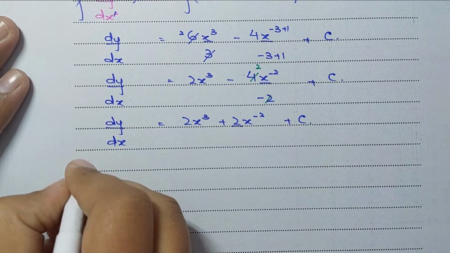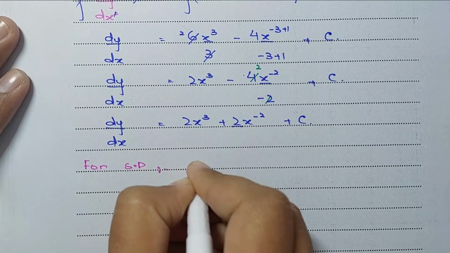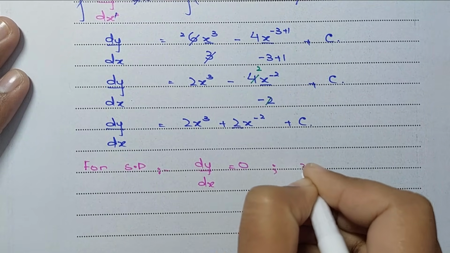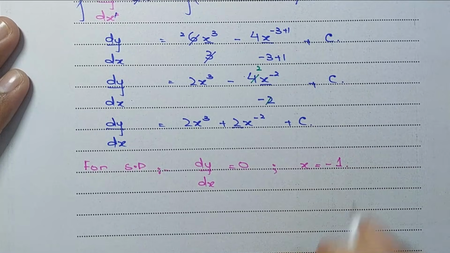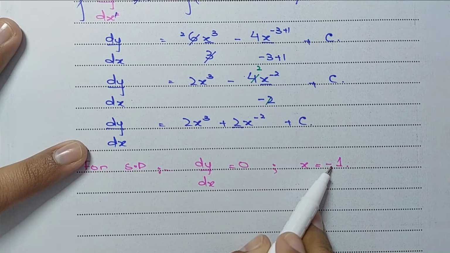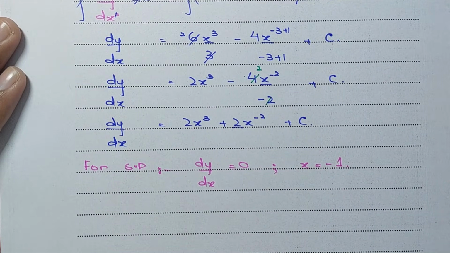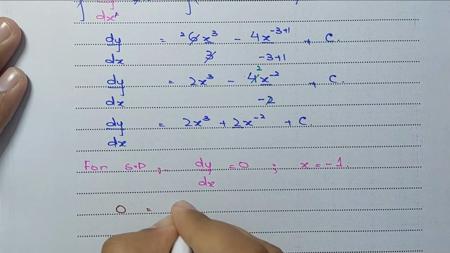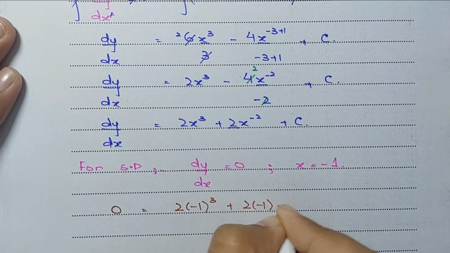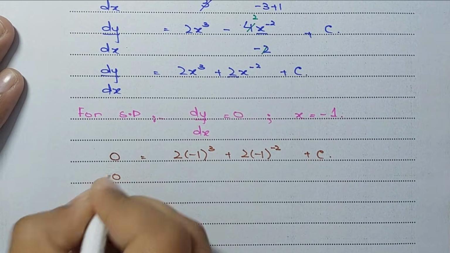Now as we know, for a stationary point the first derivative should be equal to 0, and you get the x coordinate which is negative 1, right? So when you put the first derivative equal to 0 and the x value equal to negative 1, you can easily get the constant of integration. So let me do this. 0 equals 2(-1) cubed plus 2(-1) to the power negative 2 plus the constant of integration.